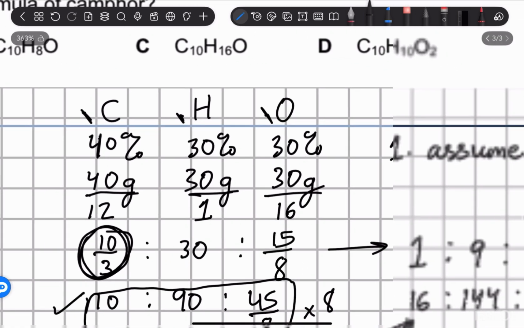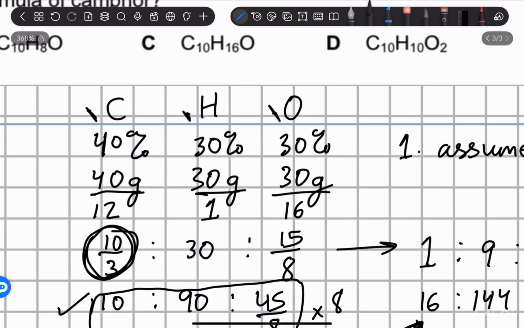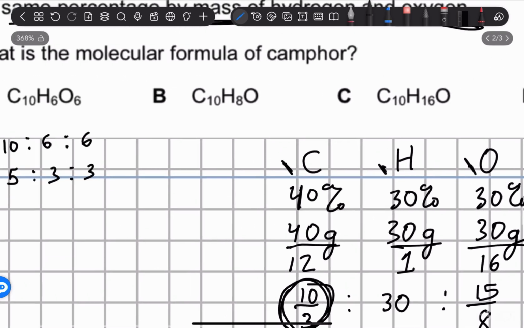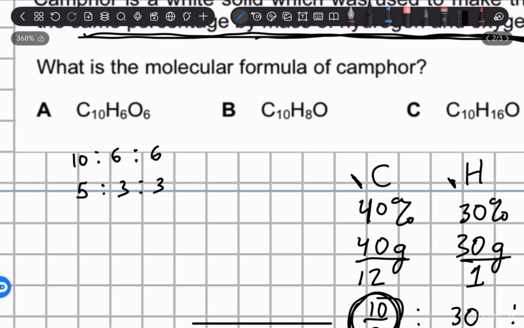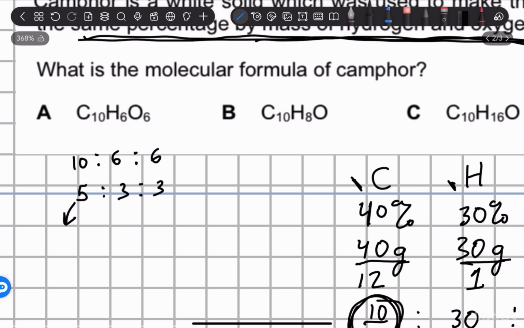Now, as you can see over here, we actually divided the masses by their atomic mass. So what we're going to do is multiply, because multiplication is the reverse of division. Now this is for carbon, so you multiply it by 12, you get 60. This is hydrogen, so multiply by 1, you get 3. This is oxygen, multiply by 16, and you get 48.